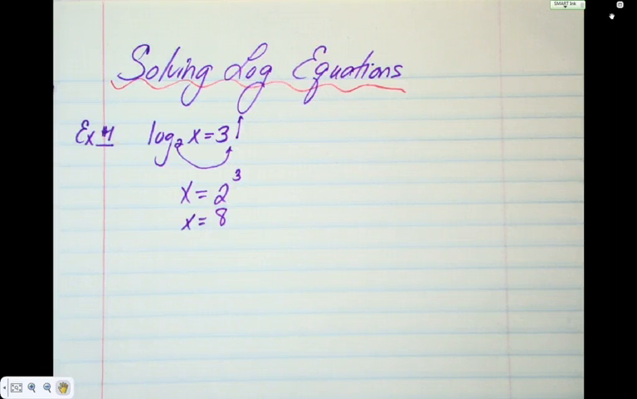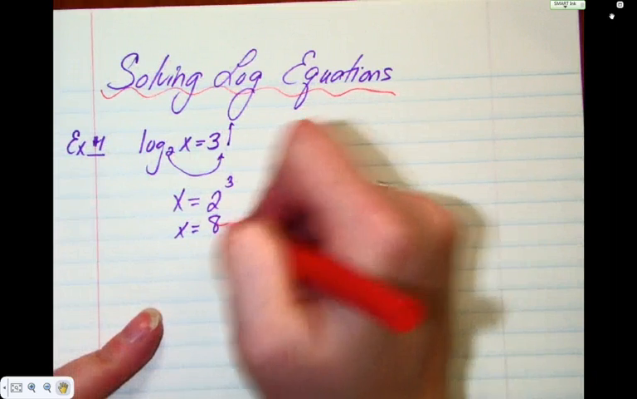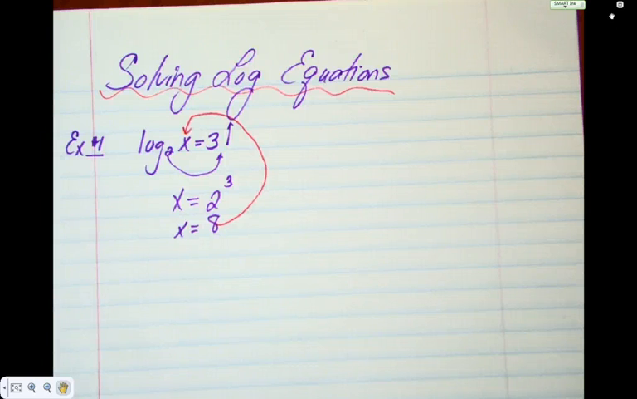So we check it really by not writing anything out. We just take that value, stick it back in for x, and double check that it's not negative or 0. Well, this one, it's 8. It's clearly not negative or 0. So the answer's good to go.